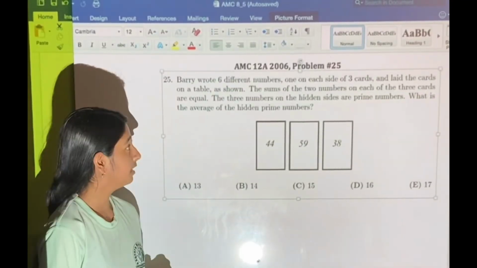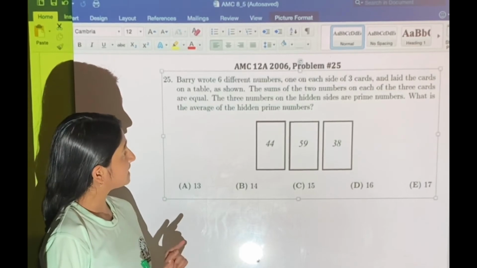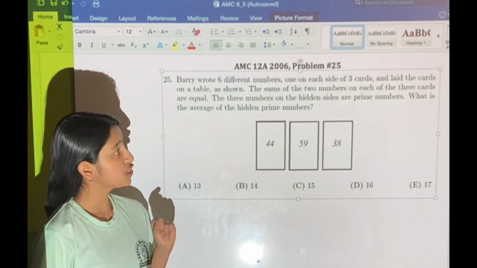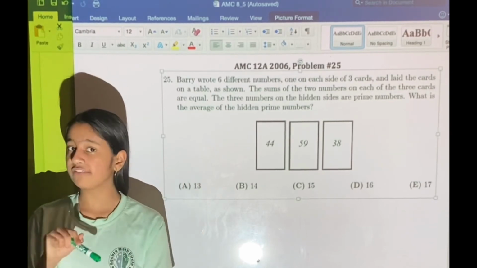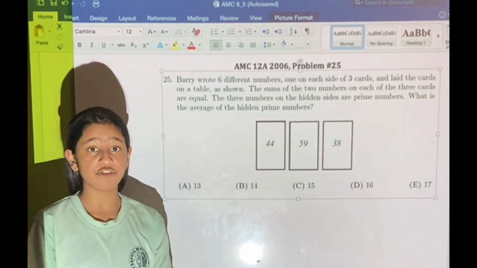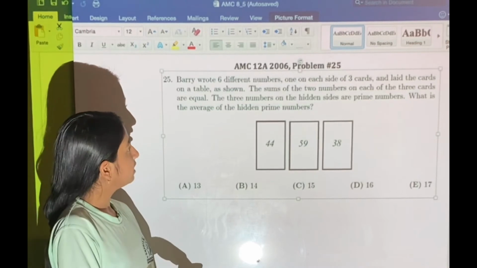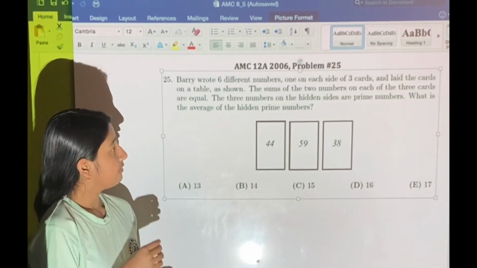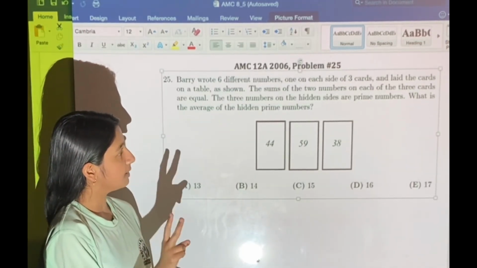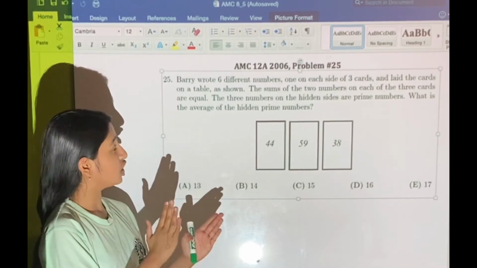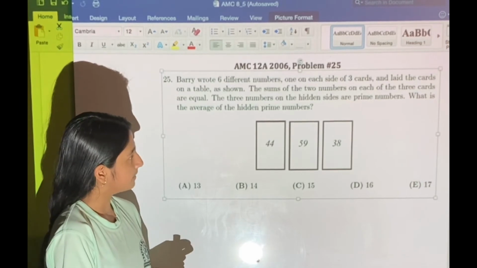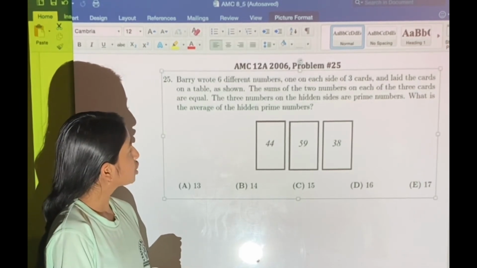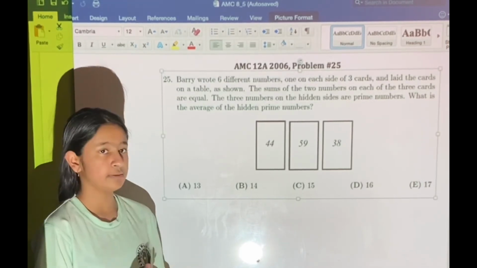Next problem. Barry wrote 6 different numbers, 1 on each side of 3 cards. So, very important for this problem is that they are different numbers. And laid the cards on a table as shown. The sum of the 2 numbers on each of the 3 cards are equal. The 3 numbers on the hidden sides are prime numbers. What is the average of the hidden prime numbers?